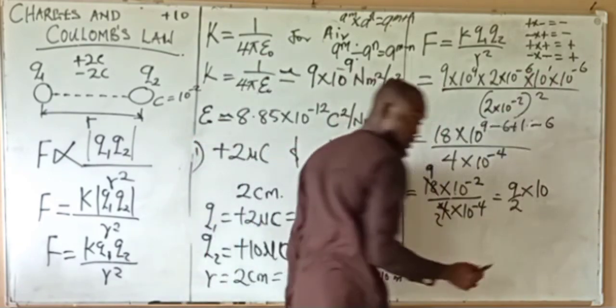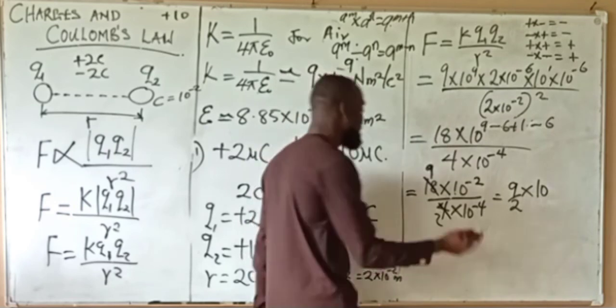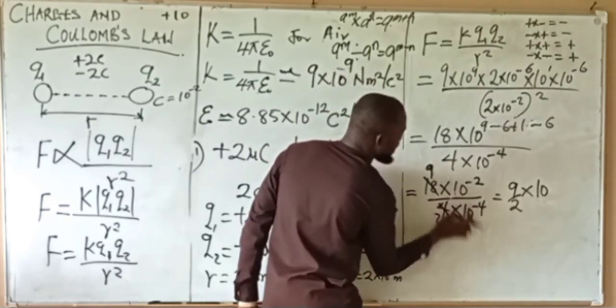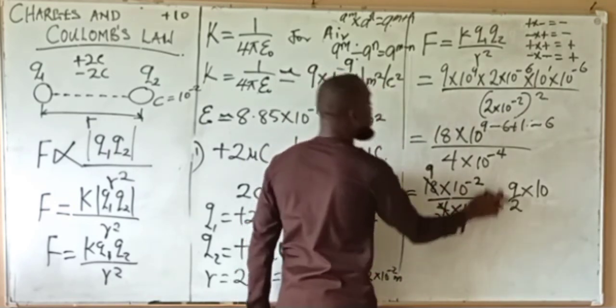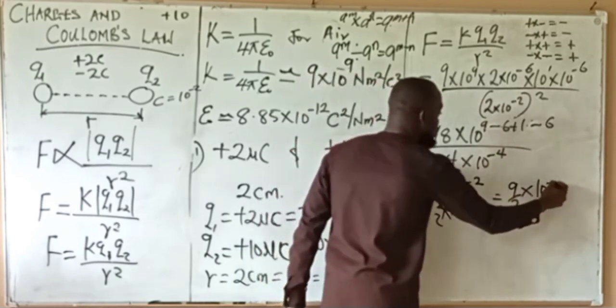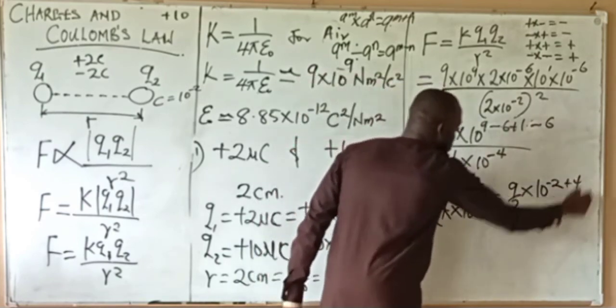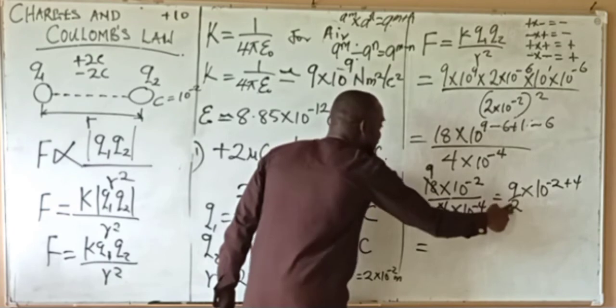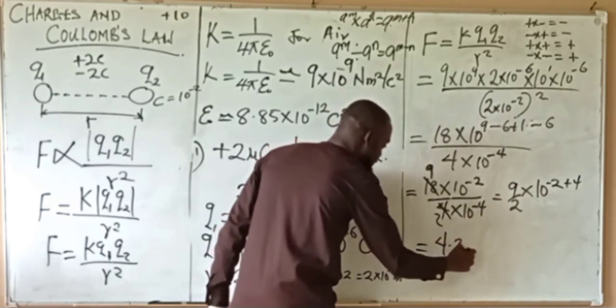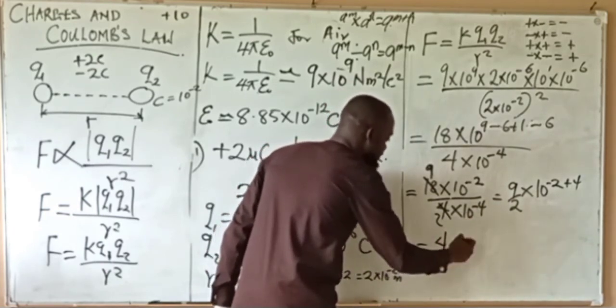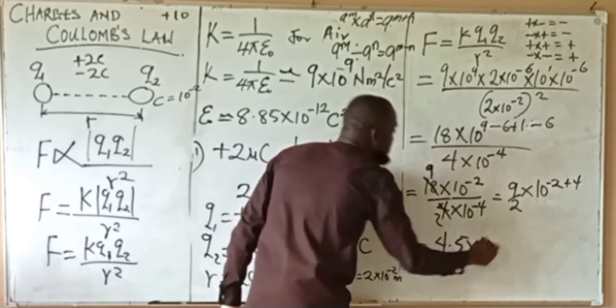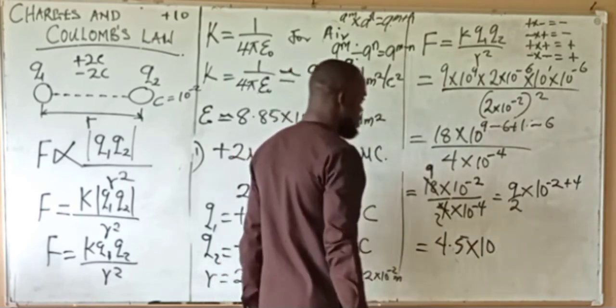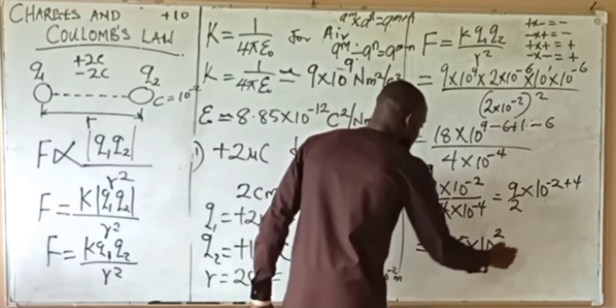So you don't waste time, I already explained to you guys. As far as the base is the same, this power will now move and the sign will change from minus 4 to plus 4. Then we have 9 over 2 will give us 4.5. That will give us 4.5 times 10 to the power minus 2 plus 4, which is 2, in newtons.